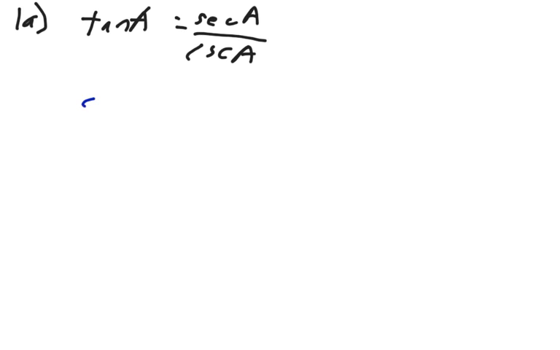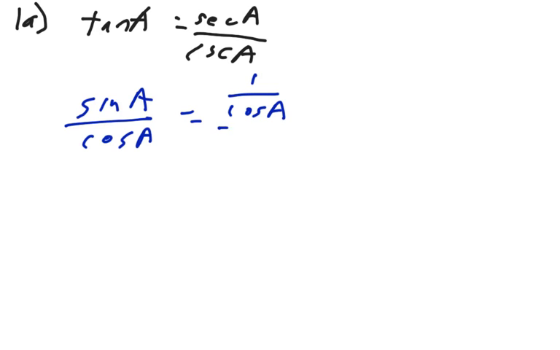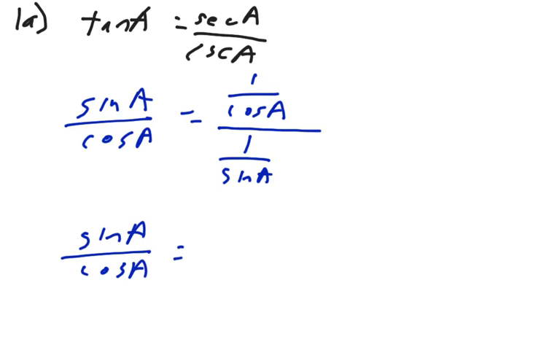And so the tangent is the same as the sine of A over the cosine of A. And over here, the secant is the same as 1 over the cosine of A. The cosecant is the same as 1 over the sine of A. Now, when you divide by a fraction, it's the same thing as multiplying by the reciprocal. So, over here we have the sine of A over the cosine of A equals 1 over the cosine of A, and then times the sine of A over 1.